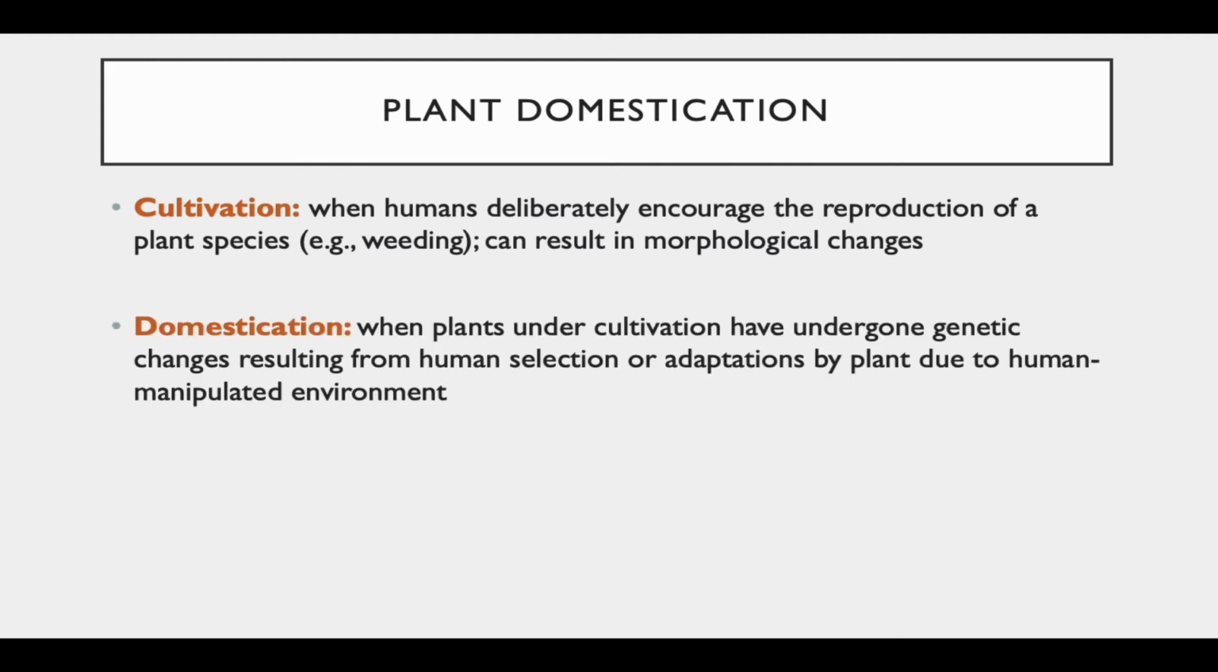This then develops into full-on domestication, and this is what happens when plants under cultivation undergo some sort of genetic changes that are actually the result of human selection or adaptations by the plant due to humans manipulating their environment. At this point, then, the plant has become dependent completely on humans, or at least to a very large degree on humans, for its success.